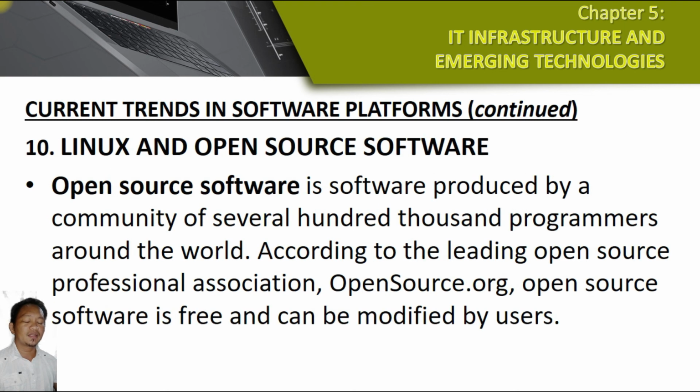10. Linux and open source software. Open source software is software produced by a community of several hundred thousand programmers around the world. According to the leading open source professional association, opensource.org, open source software is free and can be modified by users.